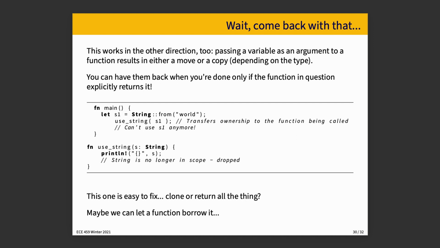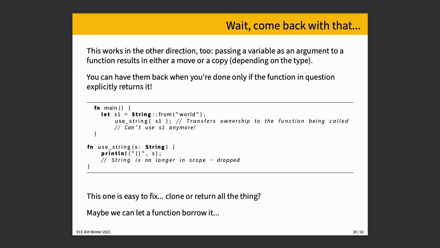Passing a variable as an argument to a function results in either a move or a copy based on the nature of what you're passing. If it's a copy type, then of course it's a copy, so if we're just passing an integer, then we take a copy of it. But if it's a string, that's a move. You can have them back by returning those variables at the end of the function, if it explicitly returns it, but maybe that's not actually what you want. Maybe you don't want to actually give this away.